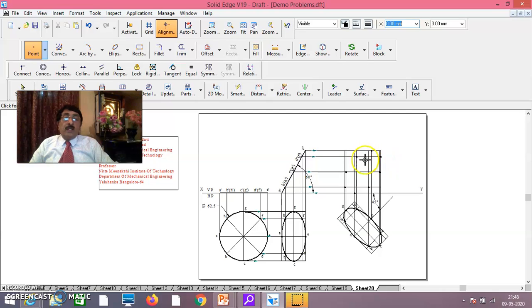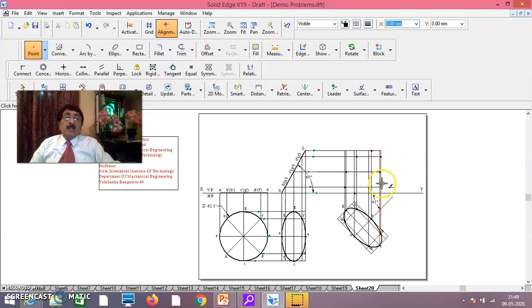Once you join all these points, you are getting a smooth curve, which is the final stage front view. That means the problem is this way: surface is inclined at 60 degrees to HP, point on HP, top of the diameter containing the point is inclined at 45 degrees to VP, and you have to draw the projections. Now carefully you have taken the points, and using a 3-point curve, we will complete this in the next session.